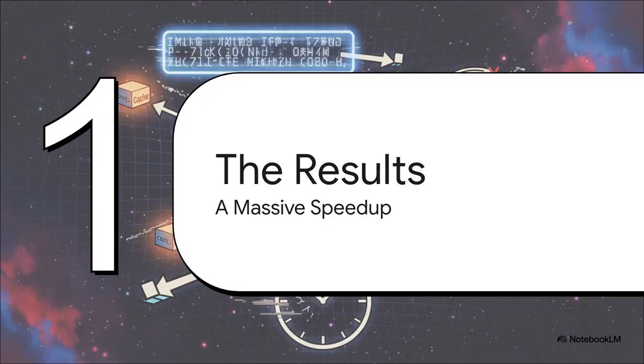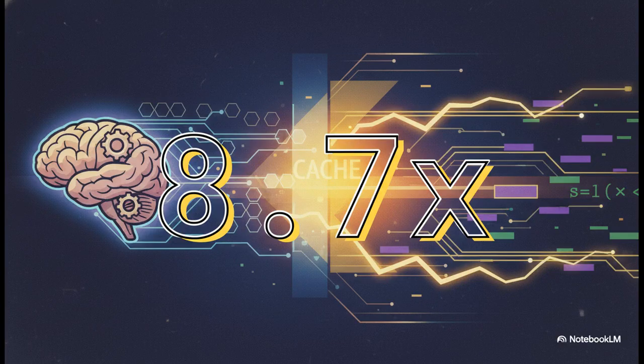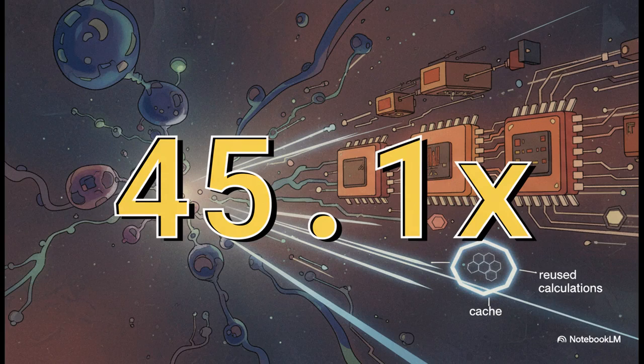Okay, so the theory is elegant, the strategy is smart, but does it actually work in practice? Oh yeah. The results are not just impressive, they are absolutely staggering. On a tough math reasoning test, Elastic Cache delivered an 8.7 times speedup, and it did this with basically zero loss in accuracy. That is a massive leap forward. But check this out. For longer pieces of text, the effect just gets more and more dramatic. It reached an incredible 45.1 times speedup. That tells you this method scales beautifully.